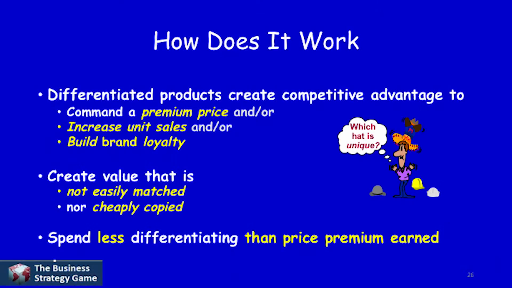So how does this work? What you're trying to do is create competitive advantage by either commanding a premium price and/or increasing unit sales and/or building brand loyalty. And what you want to do is to use techniques that will increase the value of the product that are not easily matched and not cheaply copied. Probably the best thing or the easiest thing for you to do is to get good celebrity appeal.